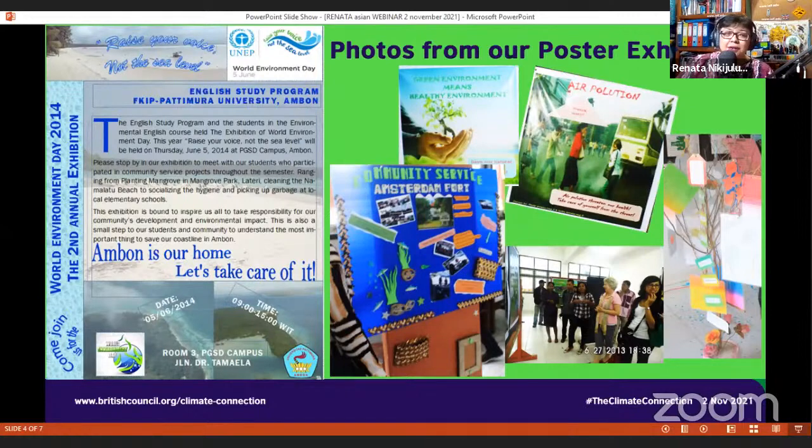However, when we got to 2020, that's when the pandemic started. We kind of shut down a little bit because we didn't know how to conduct this project. Of course, we could not do the poster exhibition or the field trip, and even the recycling, we could not do that during the pandemic in 2020. So this is the problem that we faced.